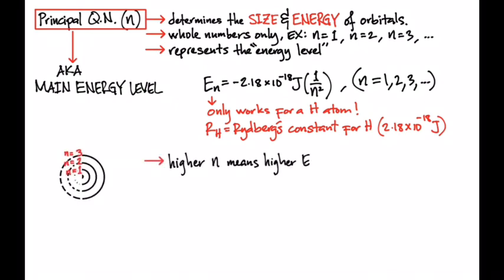So the higher the energy level, in other words, the higher the n value, the higher the energy of that orbital or electron. For example, if you have electrons in n equals 3 versus electrons in n equals 1, then those electrons in n equals 3, or the third energy level, would have higher energy than the electrons in the first energy level.